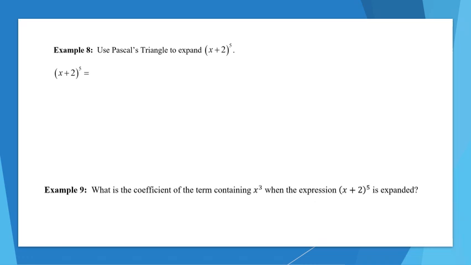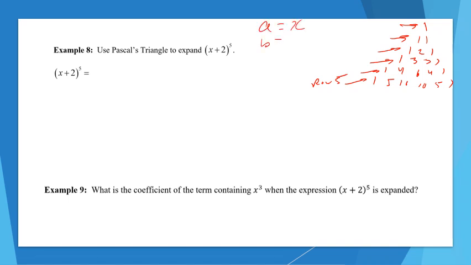Use Pascal's triangle to expand x plus 2 to the fifth. So the first thing I want to do is draw out Pascal's triangle. Right? So row 0, row 1, row 2, row 3, row 4. This is row 5. And then let's label everything. So A here is x, B is 2, and N is going to be 5, right? Our A plus B to the power of N. Once we have this, this is a nice one for us.